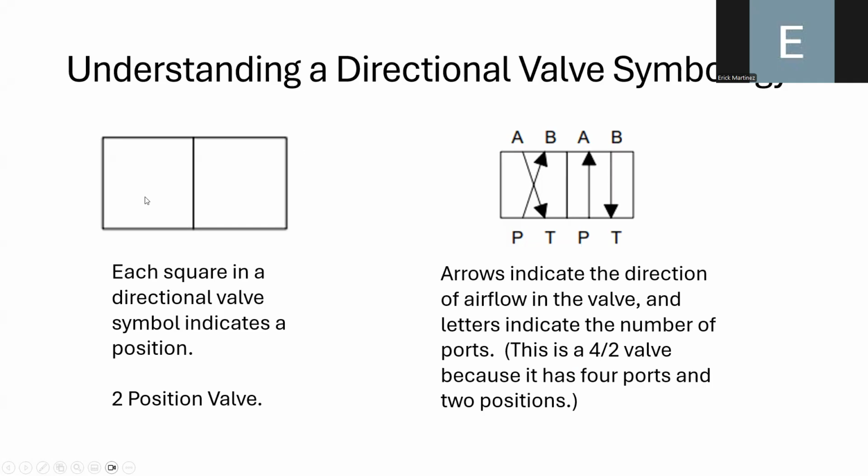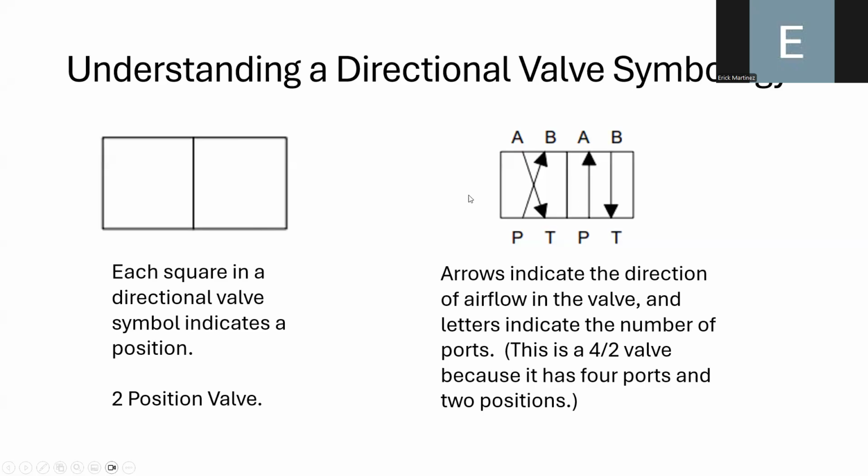For instance, here on the left, we have two boxes. These boxes represent the number of positions of the directional control valve. So for example, we have here one box and here we have a second box. So these two boxes imply that this directional control valve has two positions. Okay, so in this position, the airflow will move in a certain way. And in the second position, the airflow will move in a different way. Okay. And we denote the number of positions by the number 2 because we have two positions, or two boxes, in this directional control valve symbol.